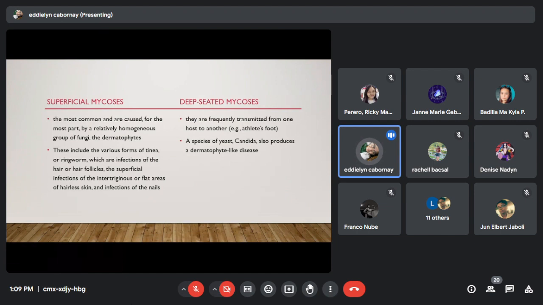These infections are frequently transmitted from one host to another, for example, athlete's foot. If you know someone who has athlete's foot and you borrow his or her socks, it is possible you can also get athlete's foot, as the fungi can be transferred to you. The species of yeast, Candida, also produces a dermatophyte-like disease. There are also instances where the skin turns white, so it is not advisable to borrow his or her towel or clothes, because there is a possibility you will get it too.